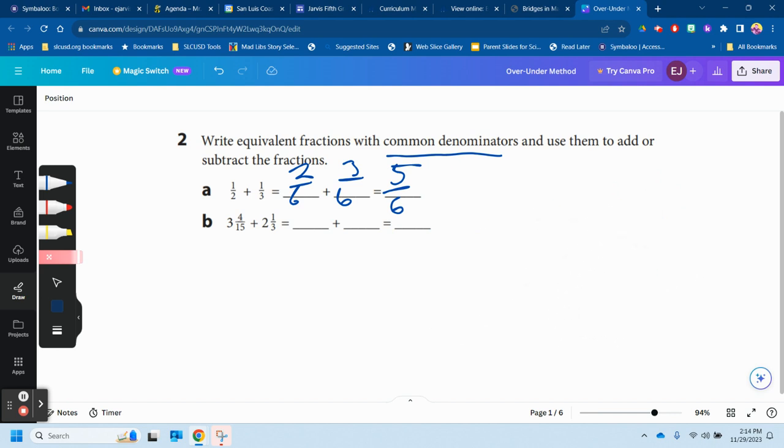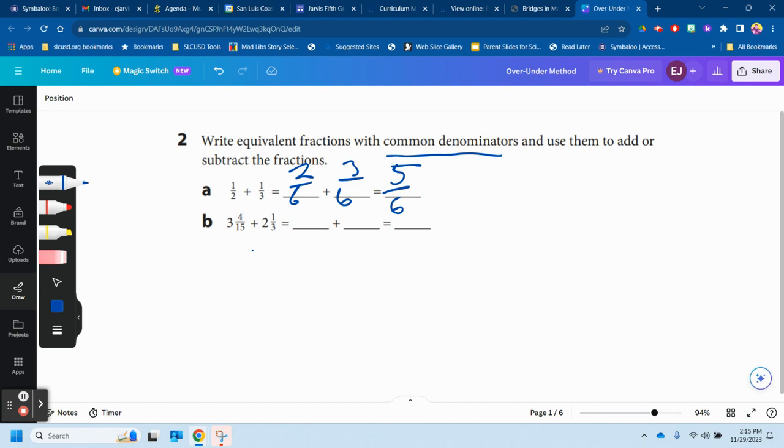Let's take a look at the next one. I have 3 and 4/15 plus 2 and 1/3. So, like I said, we know that 5 times 3 is 15. So if one of the denominators is a factor of the other, we know we got our lowest common multiple, or least common denominator. And that would be 15 in this case.